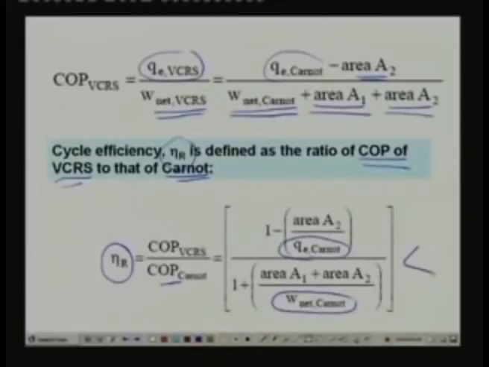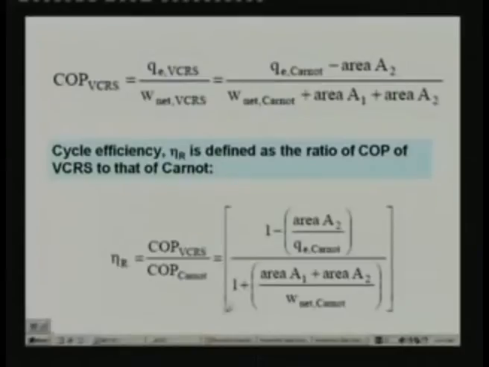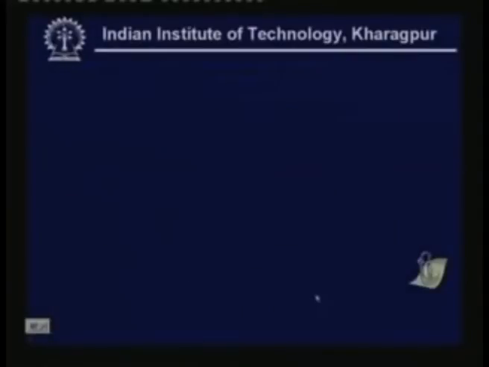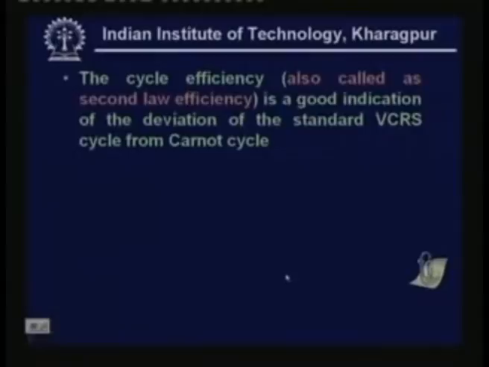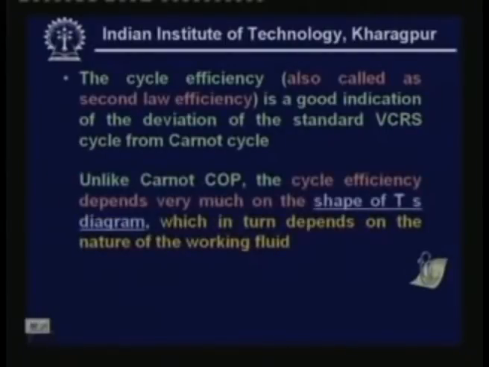You find that this is always less than 1 because area A2 is always greater than 0, and area A1 and area A2 will also be greater than 0. Okay, so as a result, cycle efficiency will always be less than 1. The cycle efficiency is sometimes also called second law efficiency. This is a good indication of the deviation of the standard vapor compression refrigerant system from Carnot cycle. Unlike Carnot COP, the cycle efficiency depends very much on the shape of the temperature entropy diagram, which in turn depends on the nature of the working fluid.